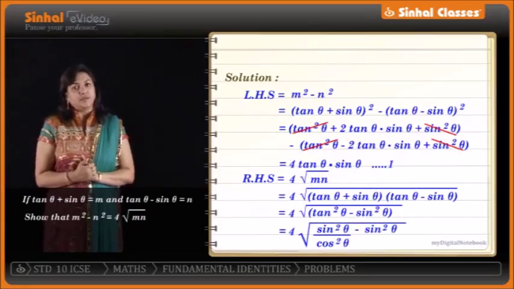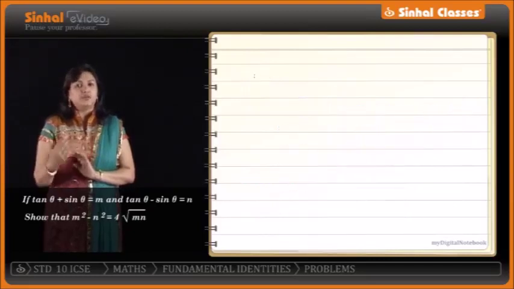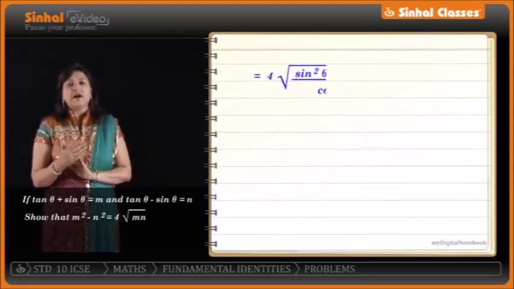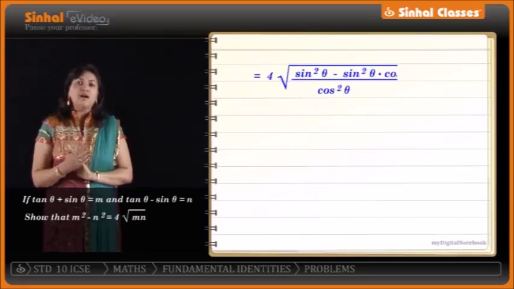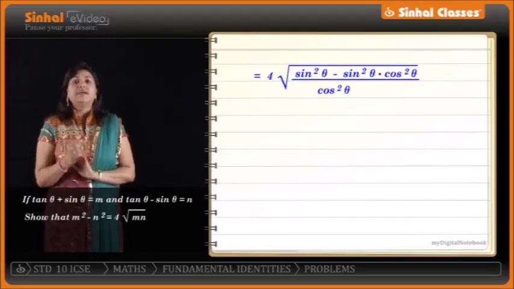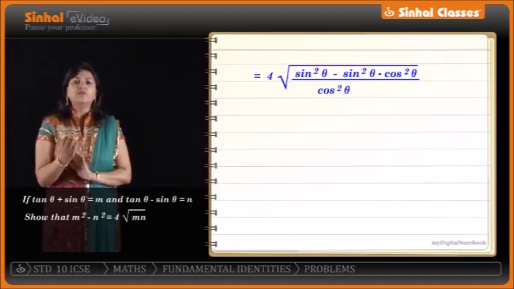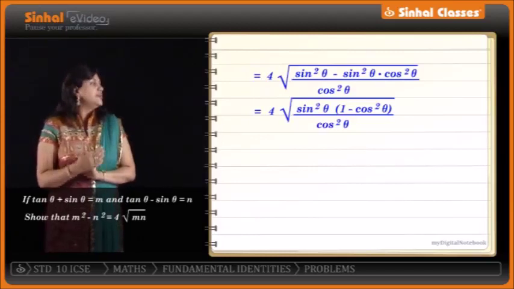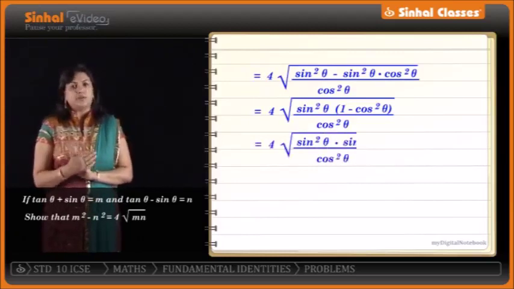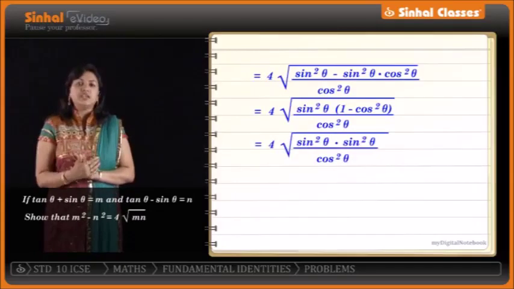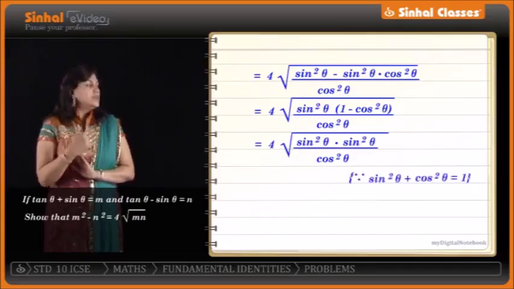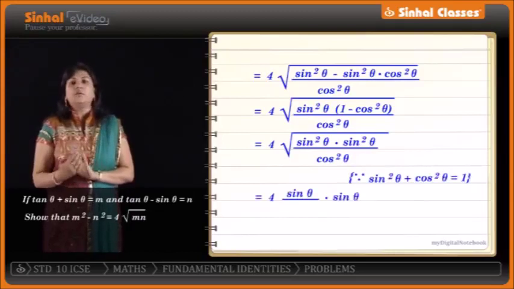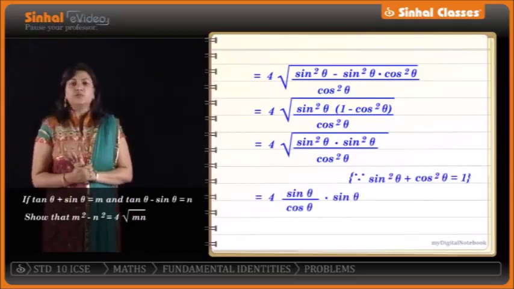Take the LCM in the root. We have 4 into root sin square theta minus sin square theta cos square theta upon cos square theta. Now from the numerator in the root, we remove sin square outside. We have 1 minus cos square theta, which is nothing but sin square theta. We get 4 into root sin square theta upon cos square theta, which is equal to 4 into sin theta upon cos theta. We are removing the root sign.